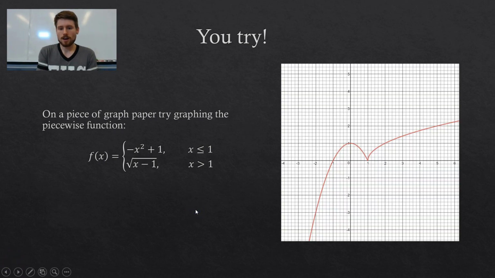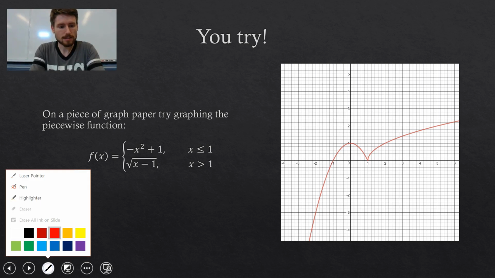So there's our graph for negative x squared plus 1 when x is less than or equal to 1, and square root of x minus 1 when x is greater than 1. I'll have you note that they actually meet, they collide at the same point, (1, 0). And so there is no open circle and no closed circle. They're going to meet up right at that value. Let's see why that's the case.